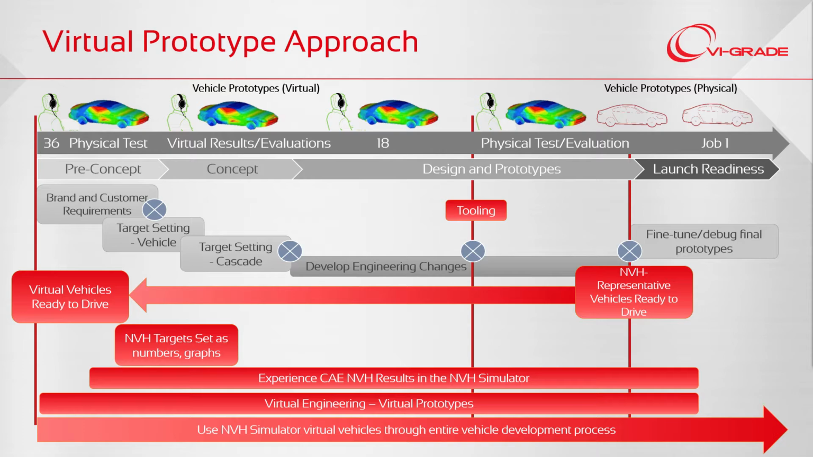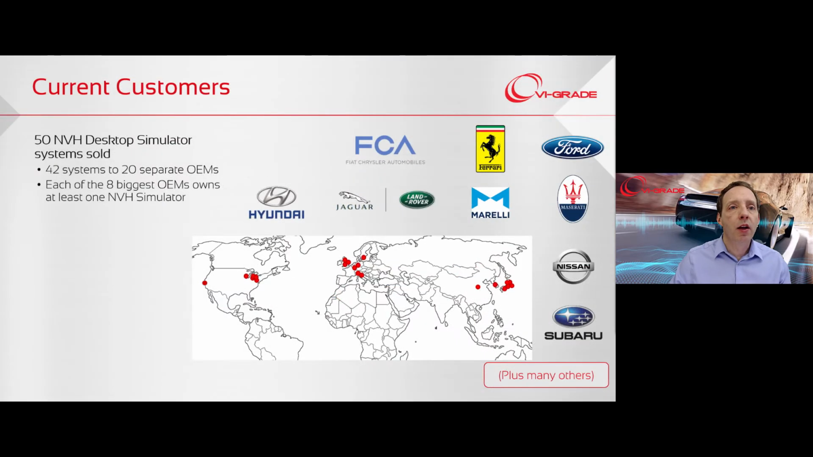You don't have to wait weeks or months to make prototype parts and hardware. The NVH Simulator is used by many automakers to deliver better NVH faster. There are 50 VI-grade NVH simulators worldwide, with 20 separate OEMs owning at least one desktop simulator.